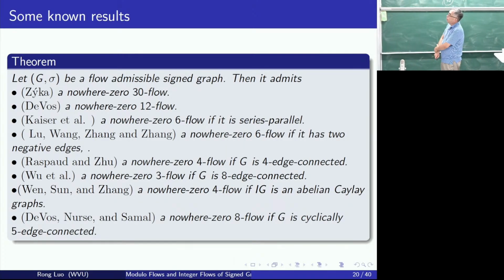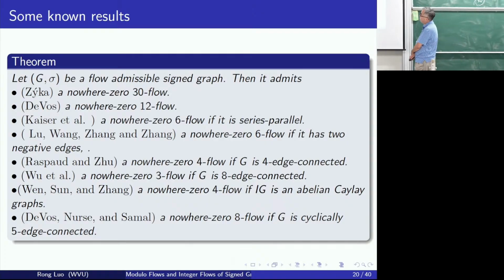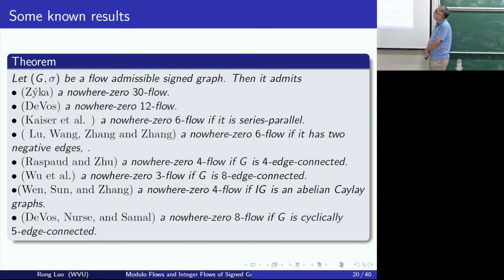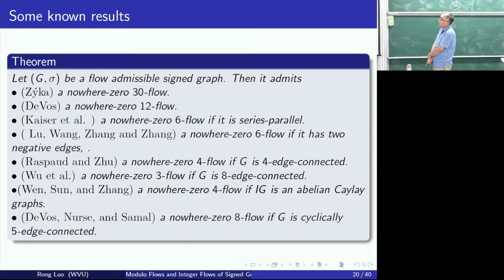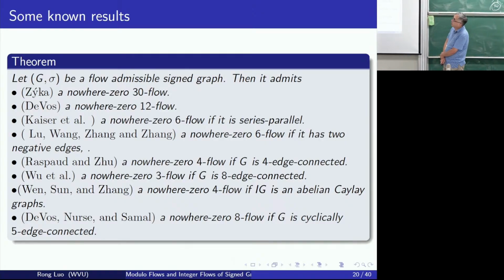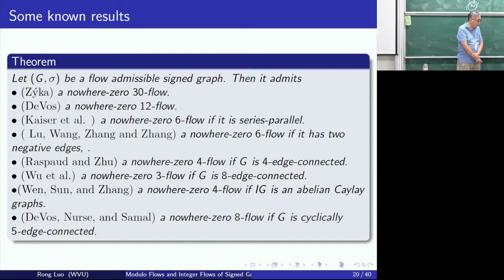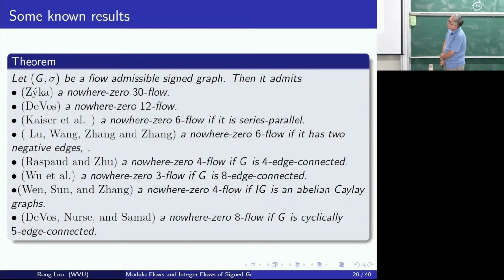So there are some known results. Bouchet, in his paper, proves that every flow admissible signed graph admits a nowhere-zero 216 flow. Zyka, in his dissertation, shows a 30 flow, and DeVos just posted a paper around 2012 on arXiv claiming that he proved a 12 flow.